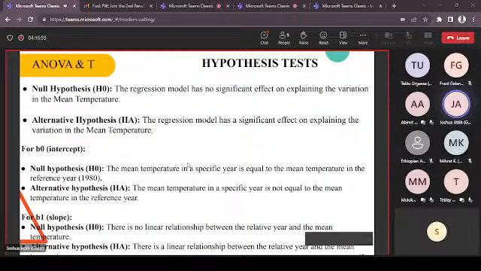by the years. And then for the intercept, for the null hypothesis, we proposed that the mean temperature in a specific year is equal to the mean temperature in a reference year, and for the alternate hypothesis, the mean temperature in a specific year is not equal to the mean temperature in the reference year. For B1, which is the slope, the null hypothesis is that there is no linear relationship between the relative year and the mean temperatures.